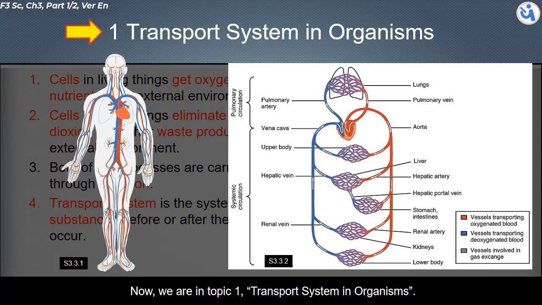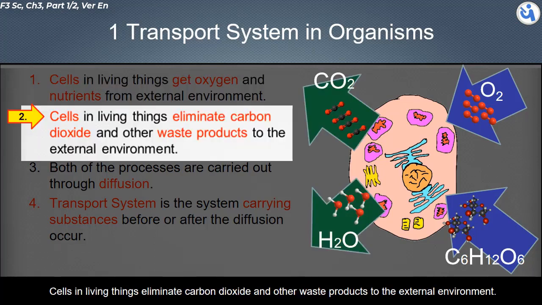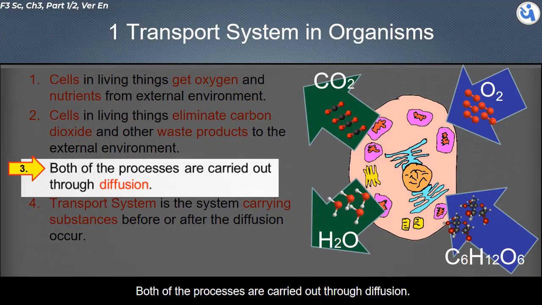Now, we are in topic 1, transport system in organisms. Cells in living things get oxygen and nutrients from the external environment. Cells in living things eliminate carbon dioxide and other waste products to the external environment. Both of these processes are carried out through diffusion.